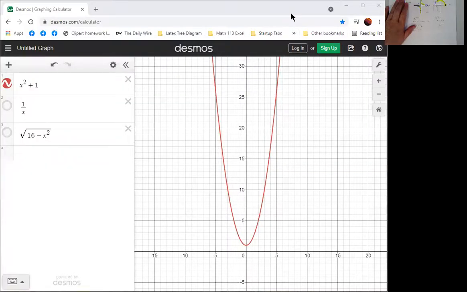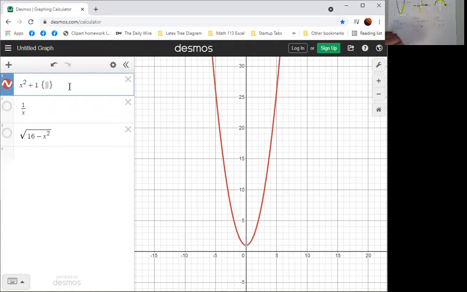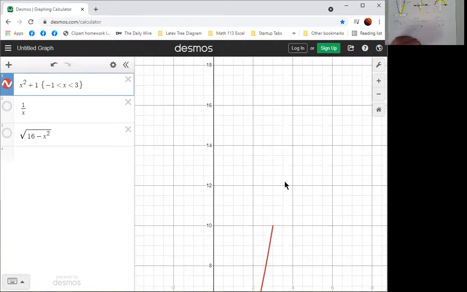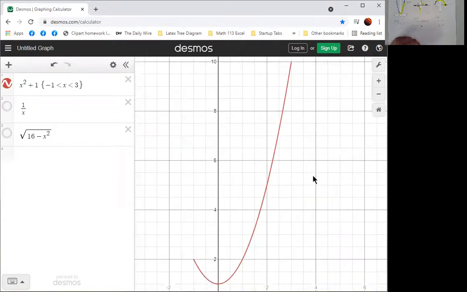All right, so here we have the first function graphed, x squared plus 1. And to restrict the domain in Desmos, if you use these curly brackets, and then we'll put our restriction in here. So -1 less than x less than 3. So this is the part of the graph that we're looking at, that we're interested in. So we can see here that the lowest value, we can actually click on this, is 0, 1.